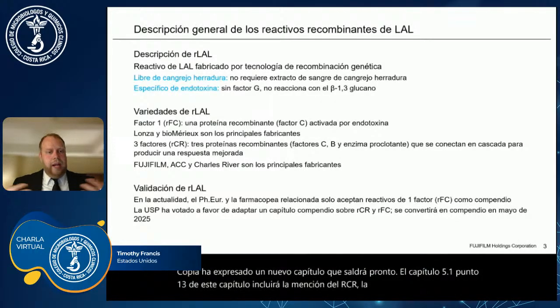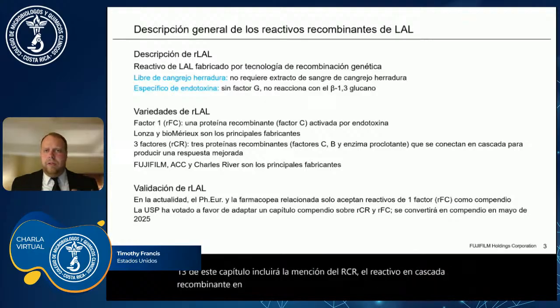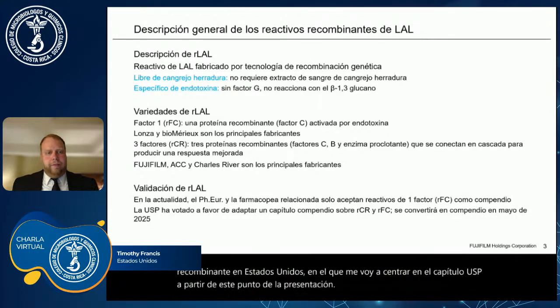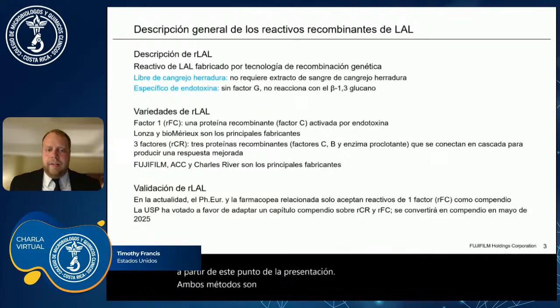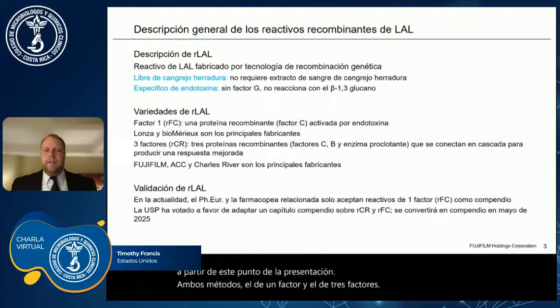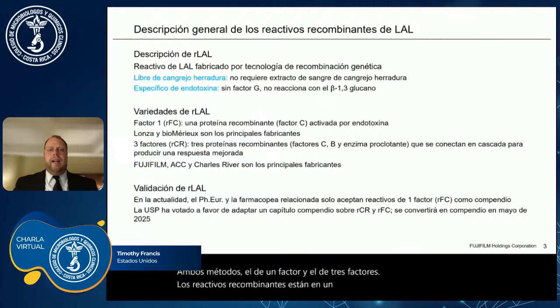In the United States, where I'm going to focus on the USP chapters from this point in the presentation, both of these methods, the 1-factor and the 3-factor recombinant reagents, are in a new chapter, USP 86, alongside the traditional bacterial endotoxin test chapter, which is chapter 85.